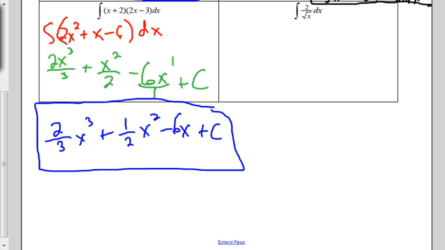All right, last one. And again, square root of x is x to the 1/2. And we're going to write this as the integral of 2x to the negative 1/2. And again, the variable of integration is dx. So variable of integration is x.